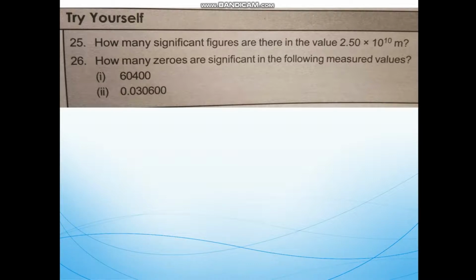How many significant figures are there in 2.50 × 10^10? I have said that whenever they are giving the power, you just neglect it. So, the 25th question. See, 2 is a significant figure, 5 is a significant figure, and we have learned that all the trailing zeros after a decimal point are significant. So this 0 is also a significant figure, so it has 3 significant figures.